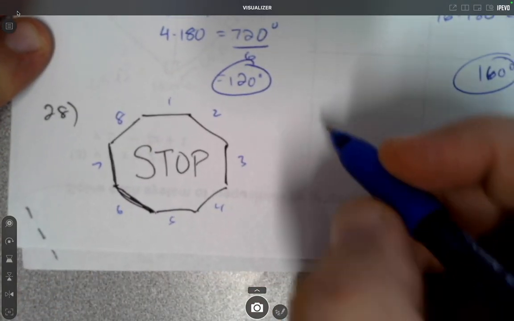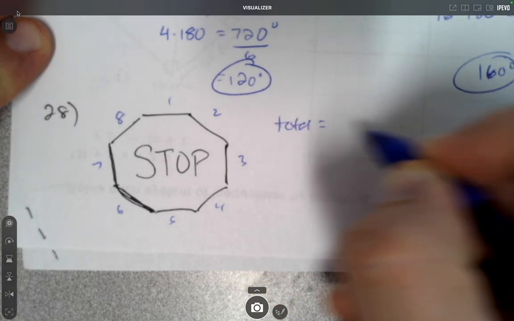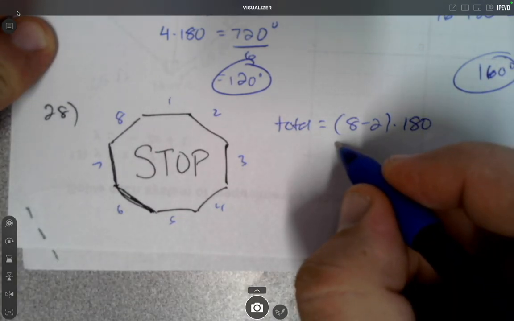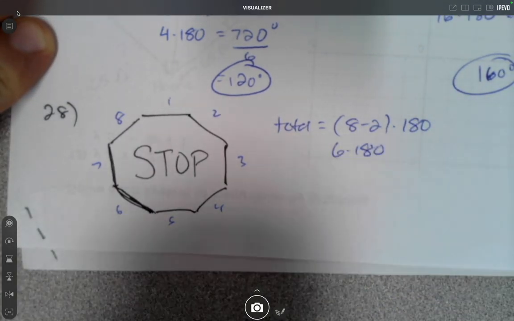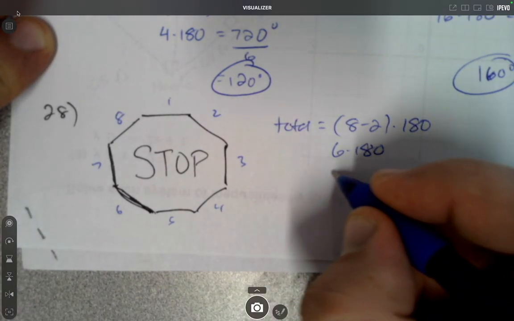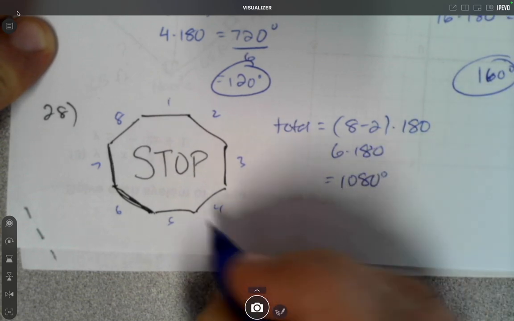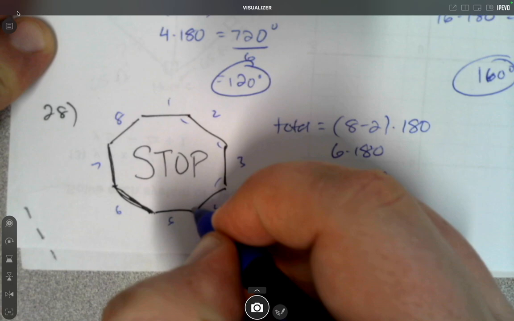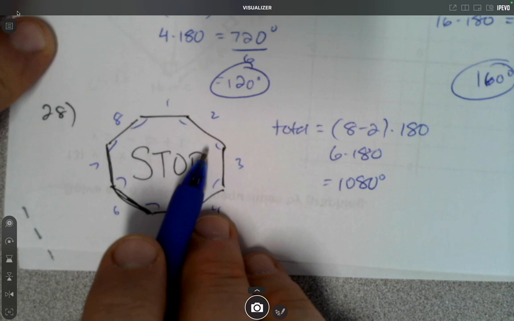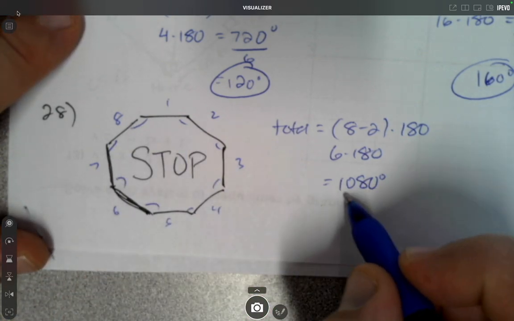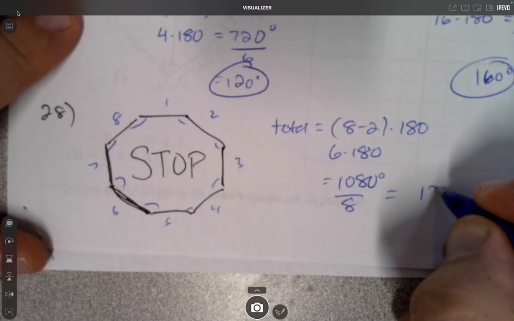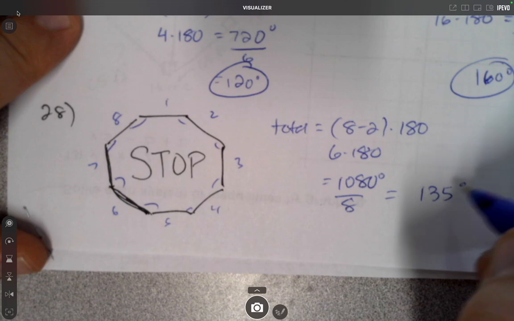So we'll follow the same pattern and say that the total number is found by doing 8 minus 2 times 180. 8 minus 2 is 6. So we have to do what's in parentheses first. 6 times 180 is 1080. So the total number of degrees, if we added up all these angles in the octagon, it'd be 1080. But since there are 8 congruent angles, we can divide this by 8, and that tells us that each of those angles individually is 135 degrees.